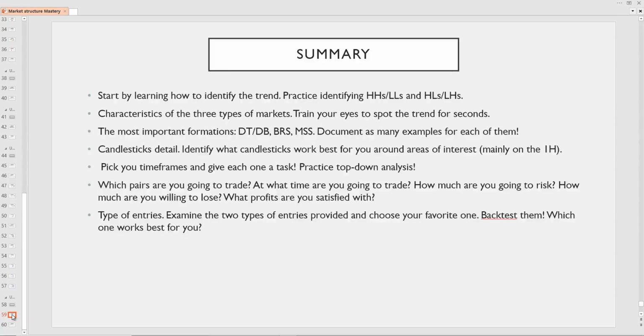Okay, then you have to answer a few important questions. Which pairs am I going to trade? At what time am I going to trade? What is my trading window? Remember, how much am I going to risk? Here we go to the risk management part. Okay, how much am I going to risk per trade? How much am I going to risk per week? How much am I willing to lose per week and per day? Set your limits. It's super, super, super important.